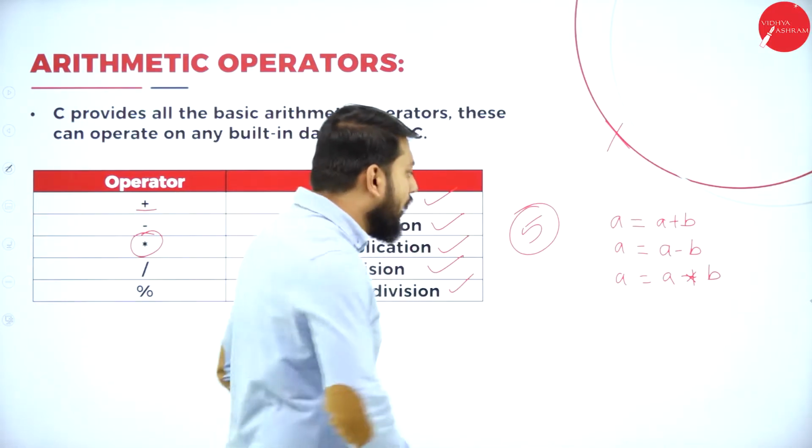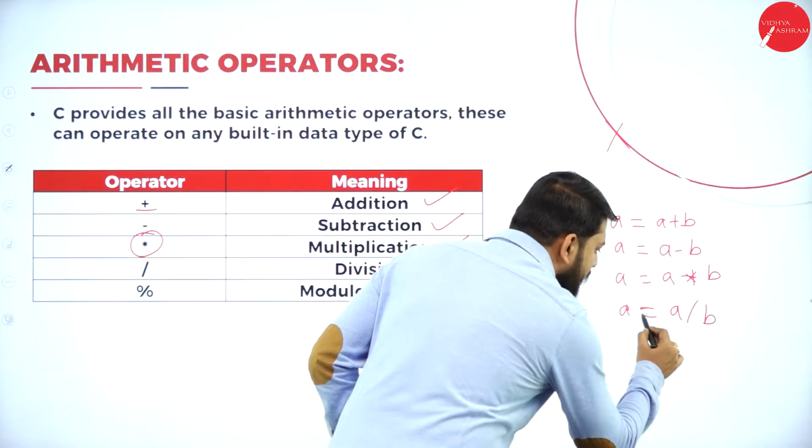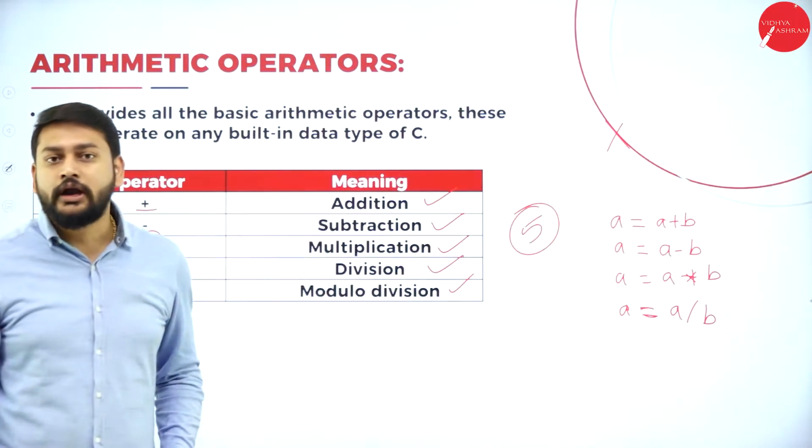In the same way, you have division. So A is equal to A divided by B. So this is how you will write.